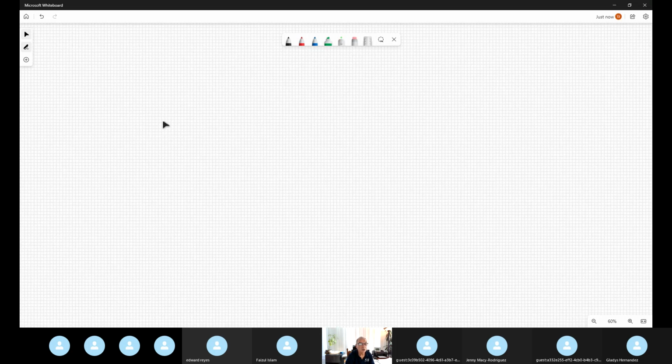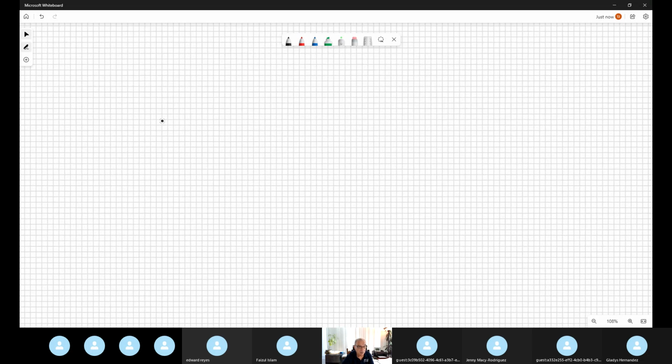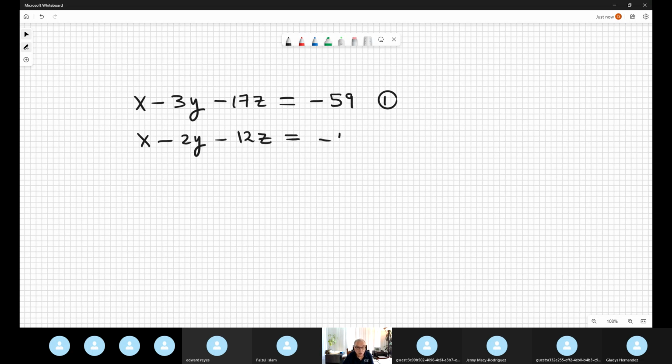No solution. Suppose this example is x minus 3y minus 17z equal negative 59, equation 1, x minus 2y minus 12z equal negative 41, equation 2, and this is minus 2y, so x is missing in the last equation, minus 10z equal 20, equation 3. And this is my linear system of equations.